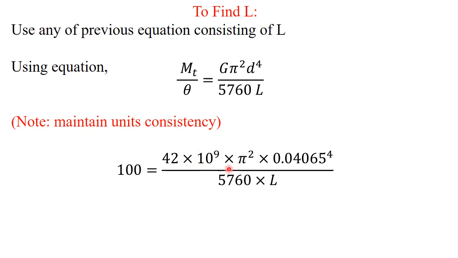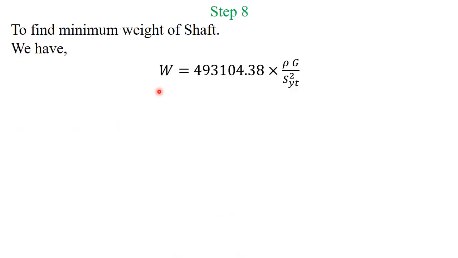So again, by putting the appropriate numbers of G and D, again in meter, because mt by theta is in Newton meter per degree, divided by pi 5760, L remains the only unknown. L will be obtained as 1.965 meter. If you want to convert it into mm, it will be 1965 mm. So D is found out, L is found out. So the design is completed now.